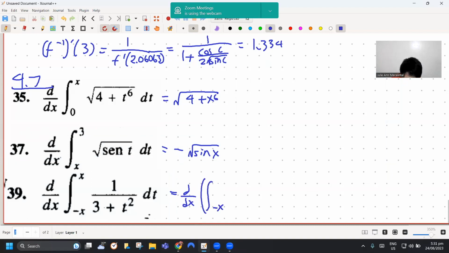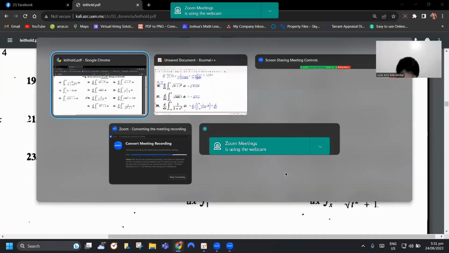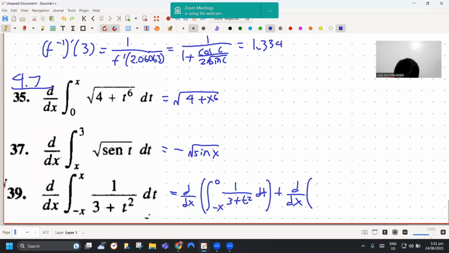Pero may derivative ka of negative x yung isa, di ba? So kailangan mo mag-chain rule diyan. So, may dagdag po na... So sa 41, magkaka-chain rule ulit po si x cube. So mangyayari 0 to x, 1 over 3 plus t square dt, plus minus the integral from 0 to negative x of 1 over 3 plus t square dt.